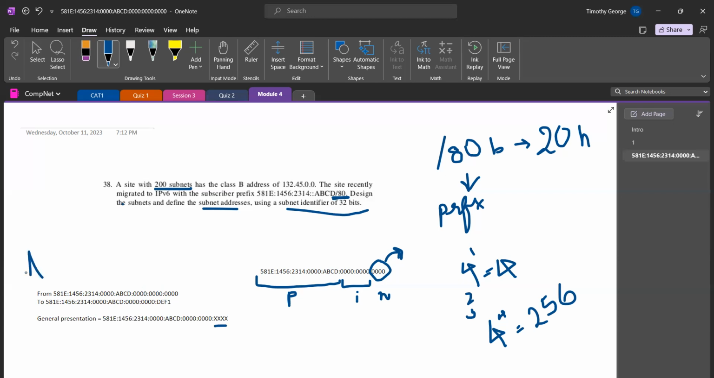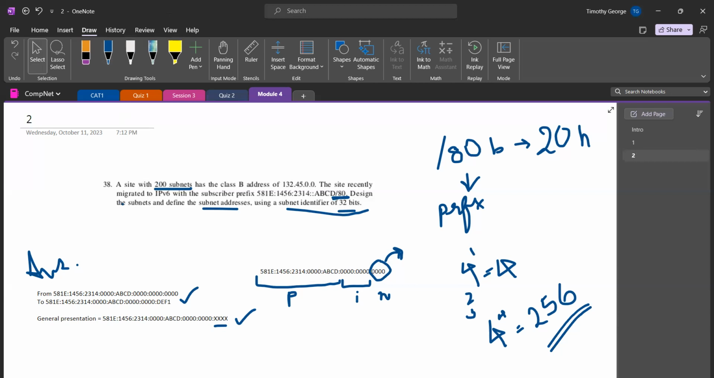That is this question. So they gave us the address, we expanded it fully. We marked how much was the prefix. They said 80, we marked that much. They said 32 is identified, we marked that. Remaining was the node. We found that the node is enough because it has 4 bits, which will give us 256 space. We need only 200. We were able to convert that to hex and show the general format.